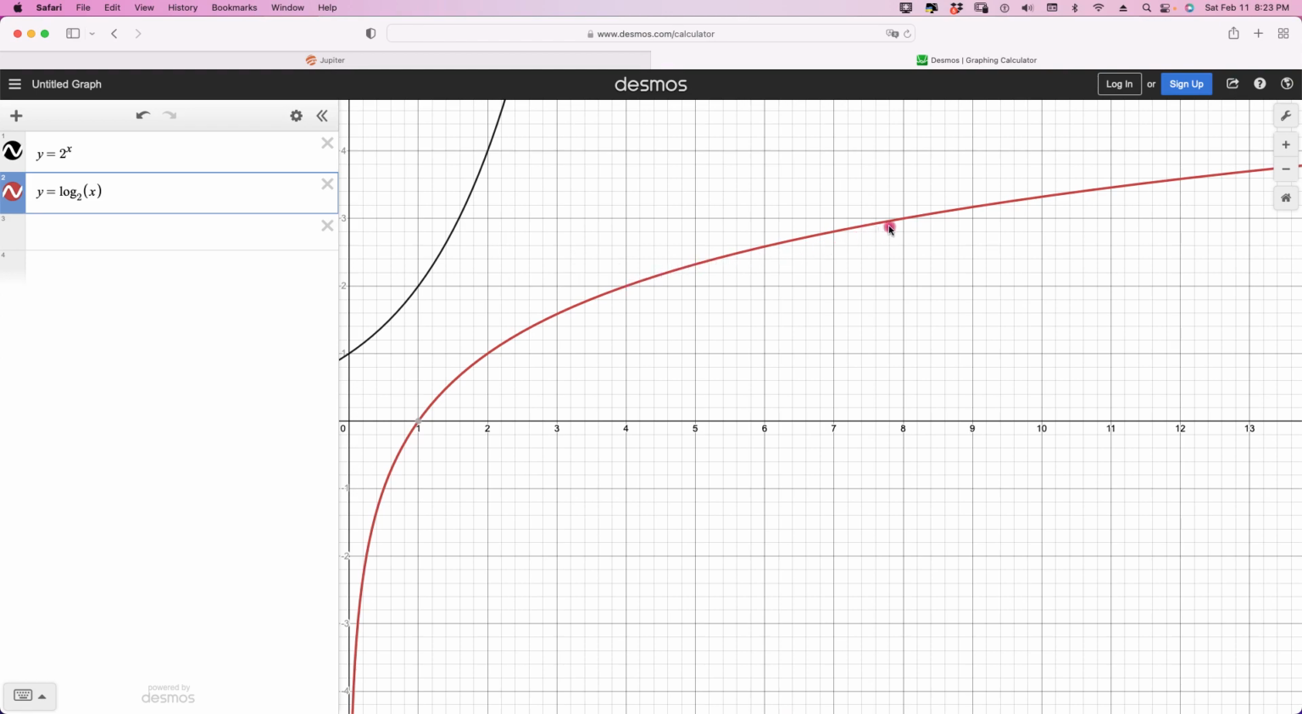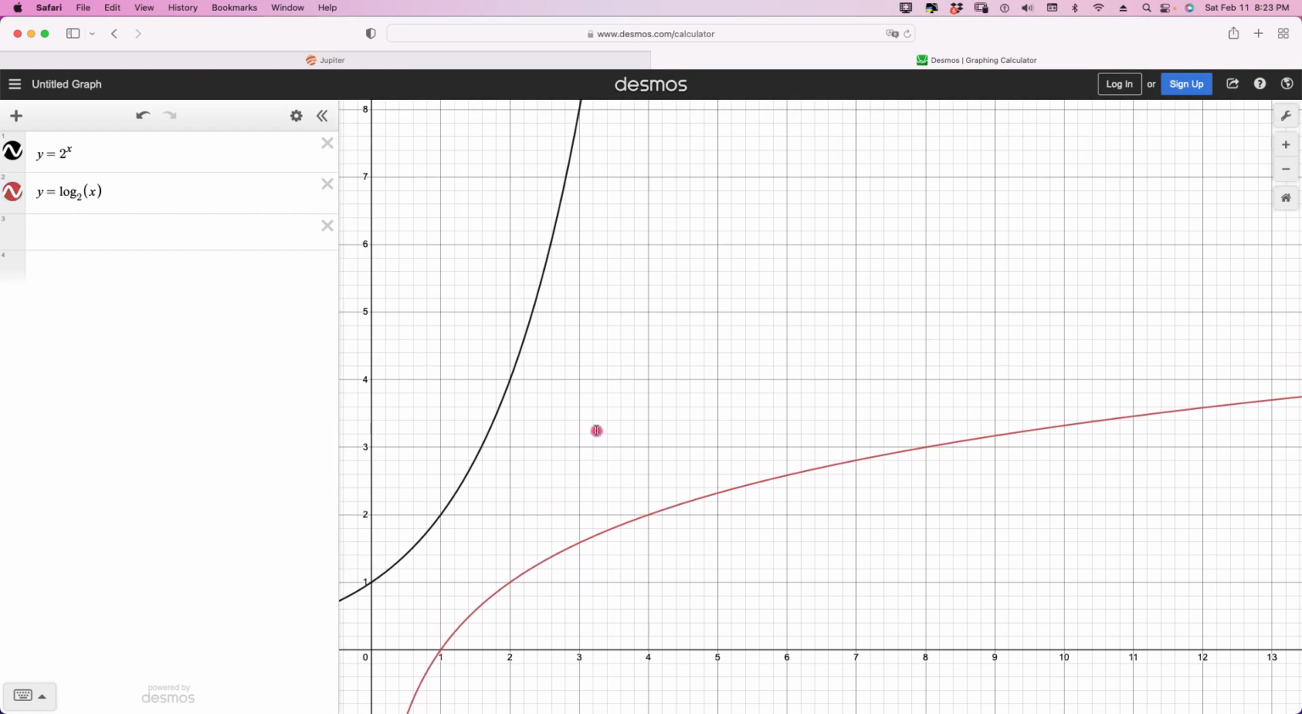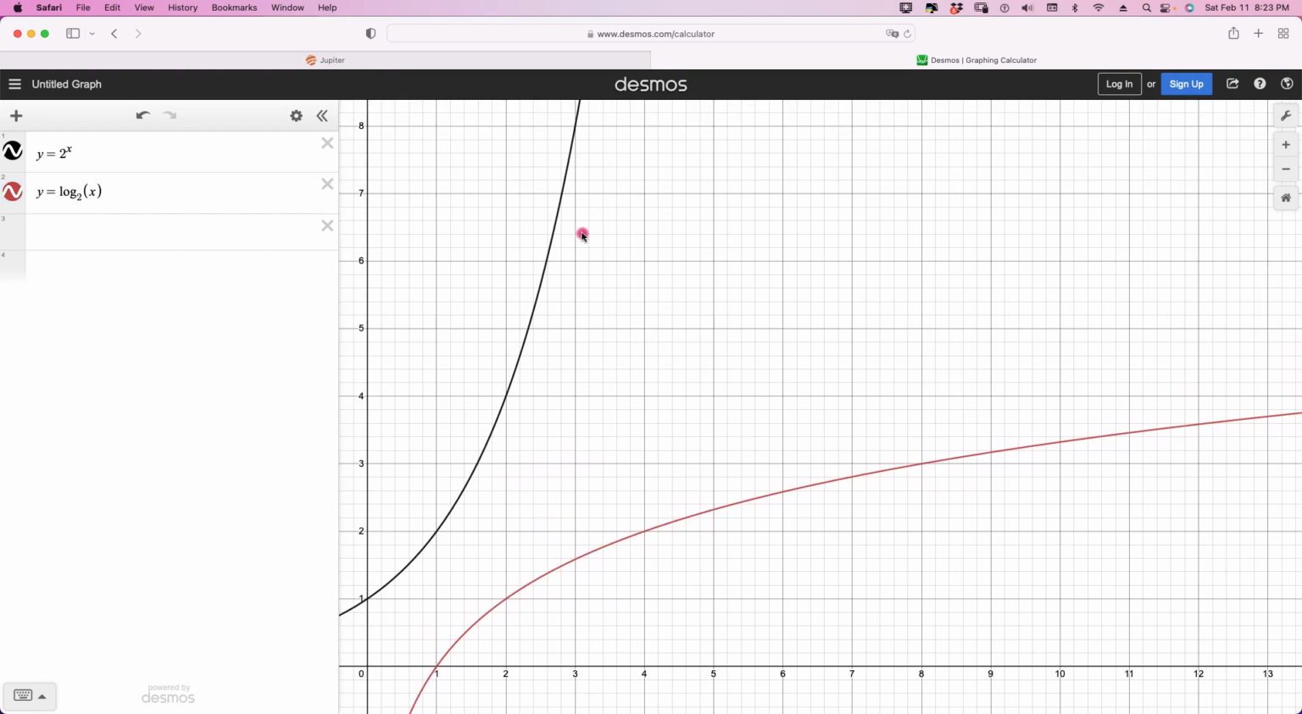And again, when our y value is 3, our x value is 8, whereas on the exponential version, 2 to the third power meant y had the value of 8. So remember that was right here. This is 8, 3. If I can get there. 8, 3.